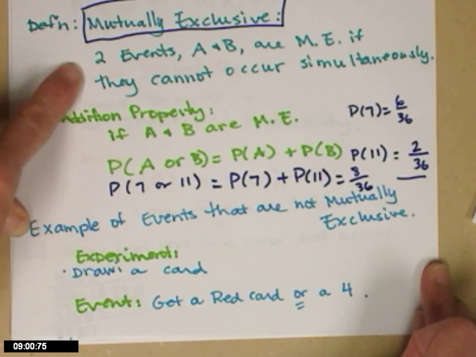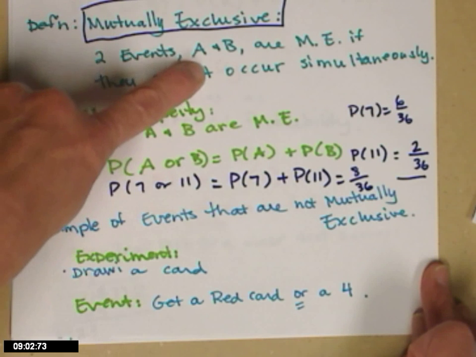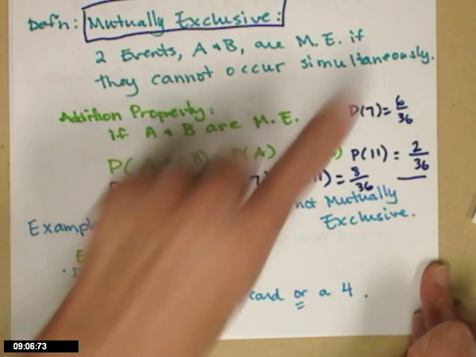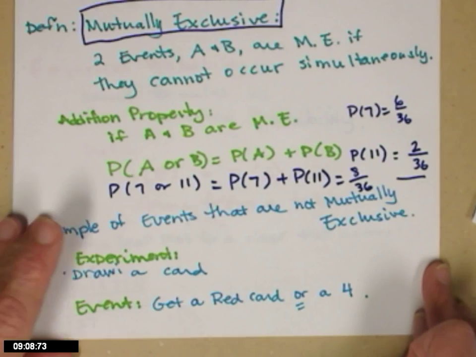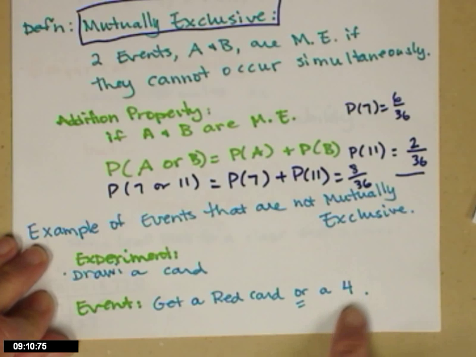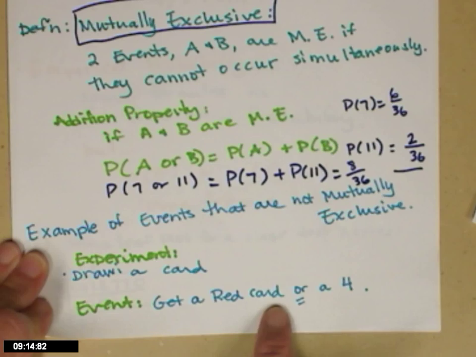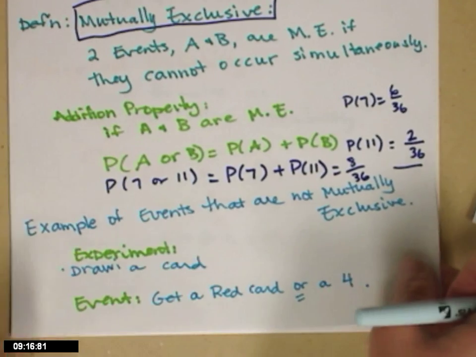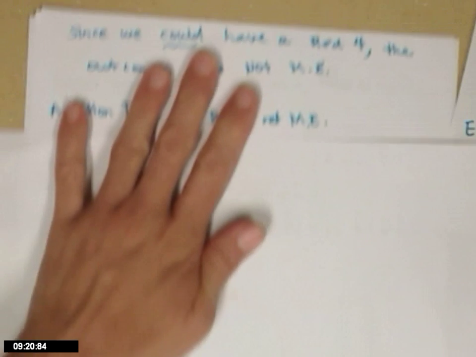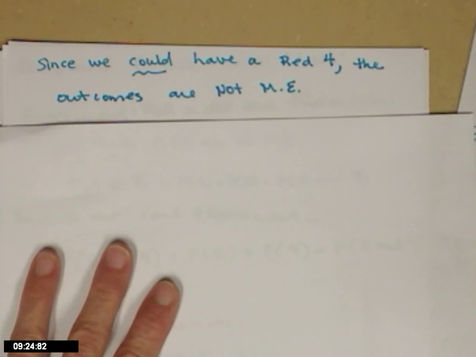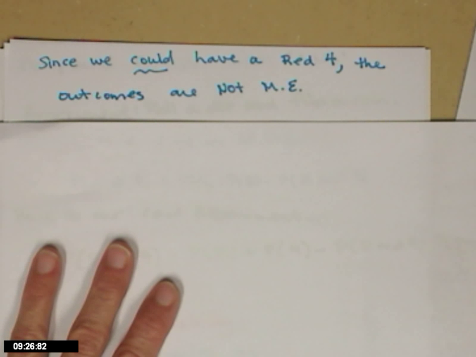So let's think about mutually exclusive. A and B, red or 4, are mutually exclusive if they cannot occur simultaneously. Well, if you're looking at your deck of cards, we can absolutely have these two things happen at the same time, right? We could have a 4 and a red card quite easily. So let's take a look at how we're going to calculate probabilities for compound events that are not mutually exclusive. Since we could have a red 4, the outcomes are not mutually exclusive.